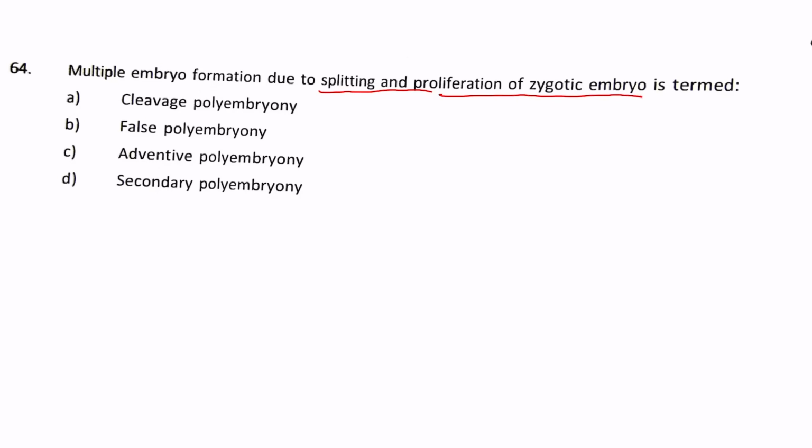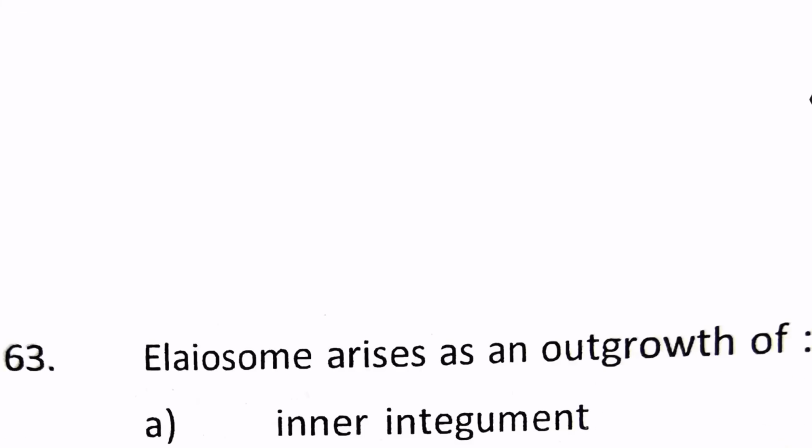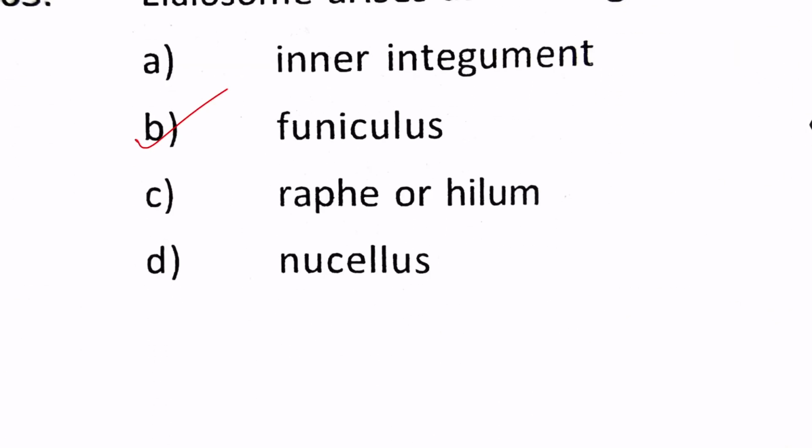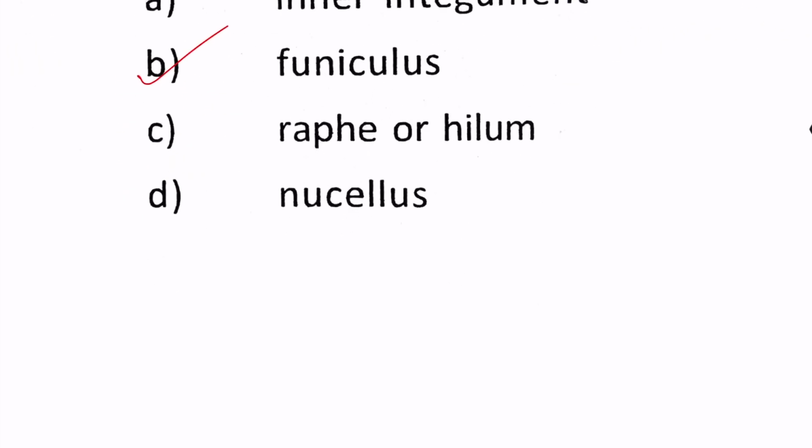termed as what? Again, they have given the same options as last year's, say cleavage polyembryony, false polyembryony, adventive polyembryony, and secondary given over here instead of gametophyte. But our answer is cleavage polyembryony, where the zygotic embryo splits and divides into a number of embryos. So that is cleavage polyembryony. Next is elaiosome arises as an outgrowth of funiculus. Again a repetition. Okay, next question.